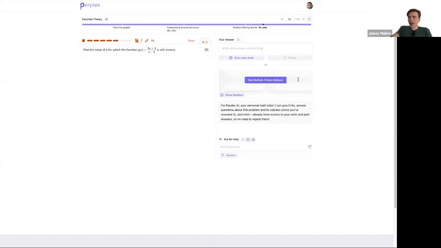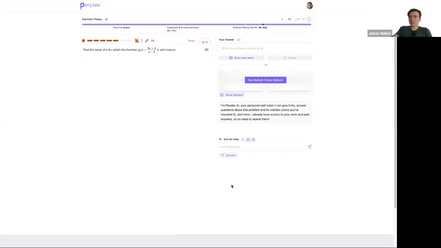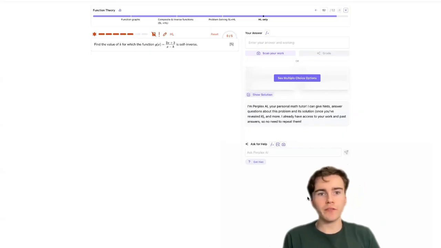So let's do the last question. This is like a challenge question. And we're trying to find the value of k for which g of x is self-inverse. So I'm going to give you a couple minutes to get started on that, at least to think about what you would do, and then we'll go through the process together because it is a little bit messy. All right, so we're trying to find the value of k for which the function g of x is equal to 2x plus 3 over x minus k is self-inverse.